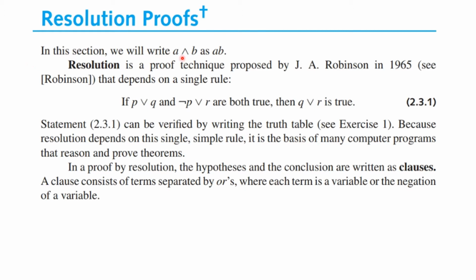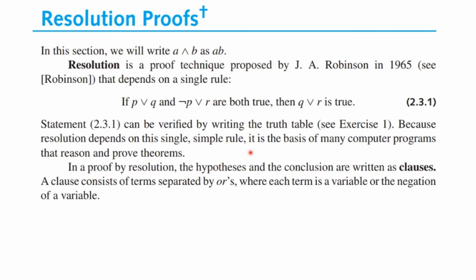In this section, your author chooses to write A and B, or A conjunction B, as AB. Resolution, then, is a proof technique proposed by J.A. Robinson in 1965, and here's what it says. If P or Q and not P or R are both true, then Q or R is true. And we can verify this using a truth table, and I'm going to ask you to do that in a bit.